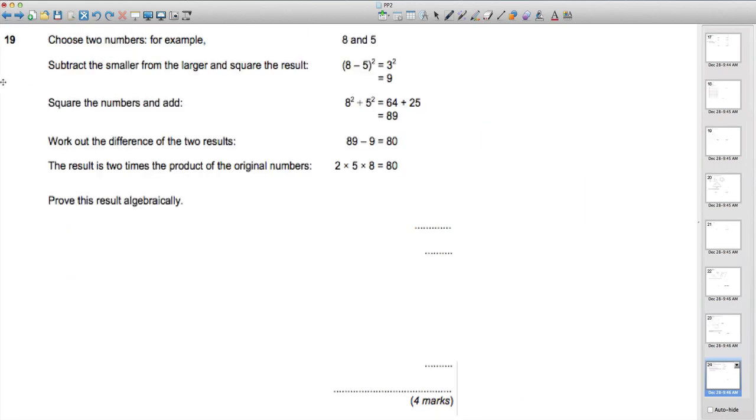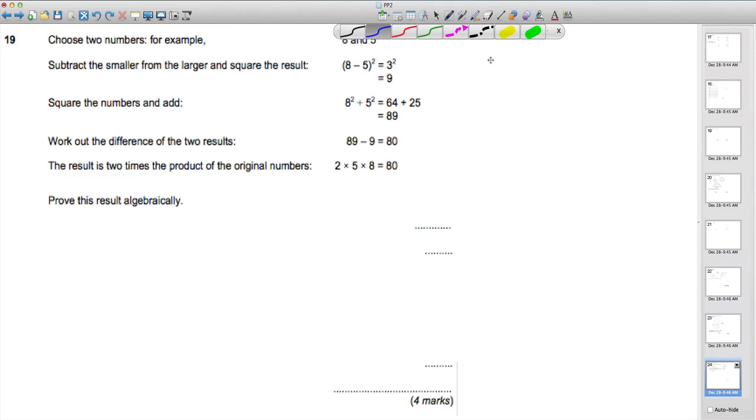And question 19, lastly. Choose 2 numbers, for example 8 and 5, we're told. Subtract the smaller number from the larger number, square the result. Square the numbers and add. Work out the difference of the 2 results. The result is 2 times the product of the original numbers. Prove this result algebraically. So we're going to choose 2 numbers, let's say x and y.